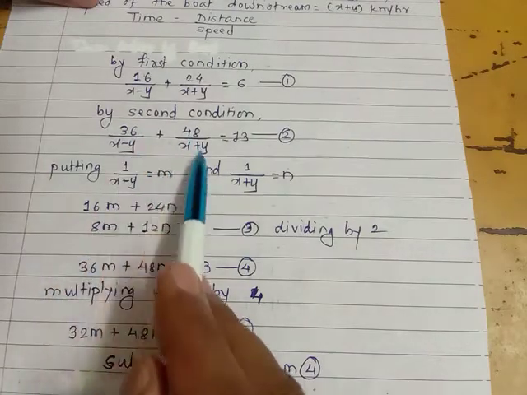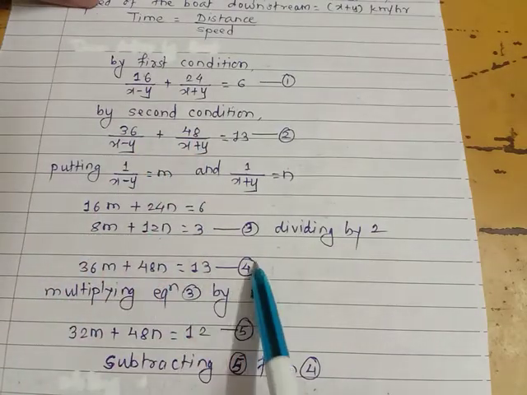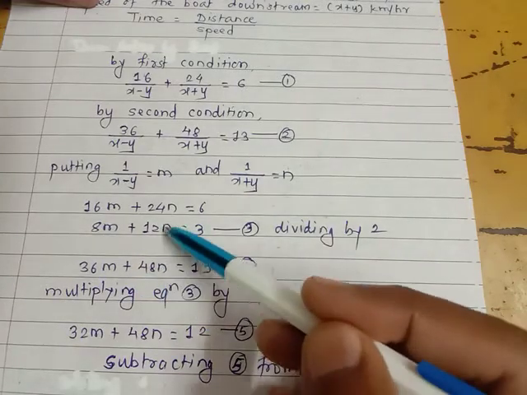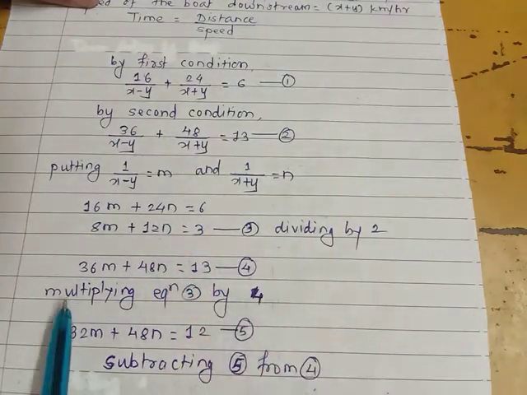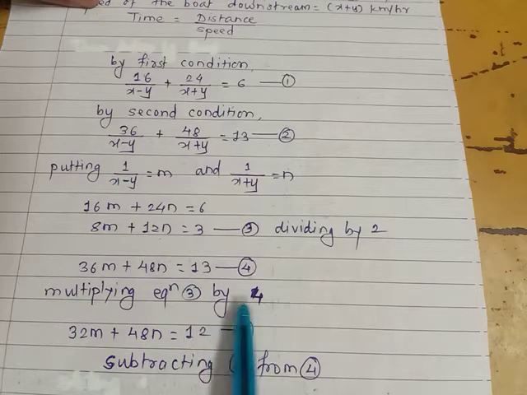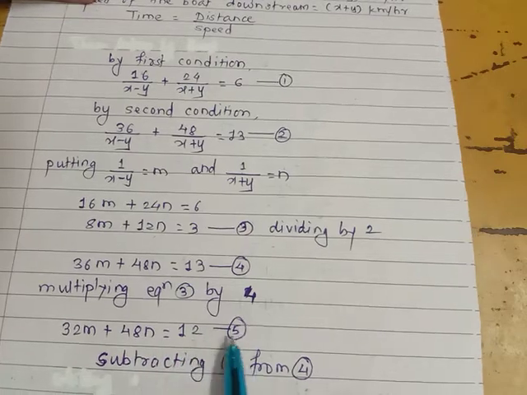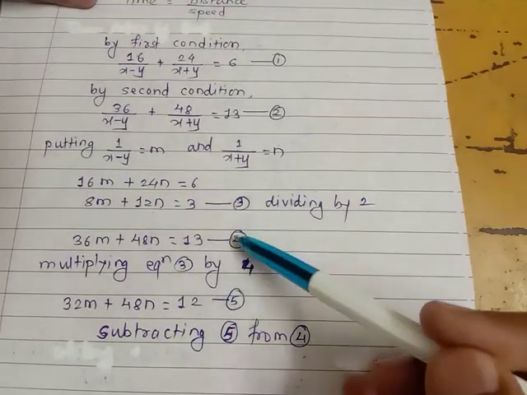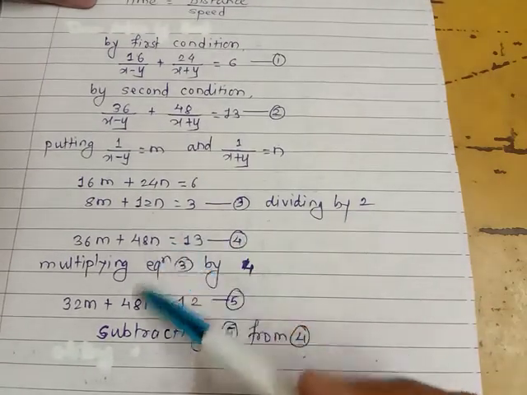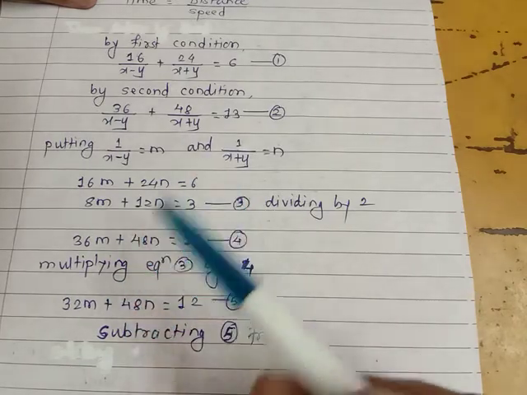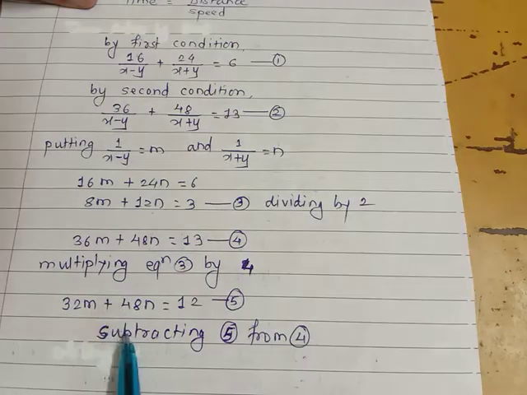36m plus 48n equals 13. This is equation number 4. If you observe here, it is easy to equate the coefficients of n. Multiplying equation 3 by 4, we get a new equation, 32m plus 48n equals 12, equation number 5. If you observe these two equations, the coefficients of n are equal and these two terms have the same sign, so we have to subtract the two equations. Subtracting equation 5 from equation 4.